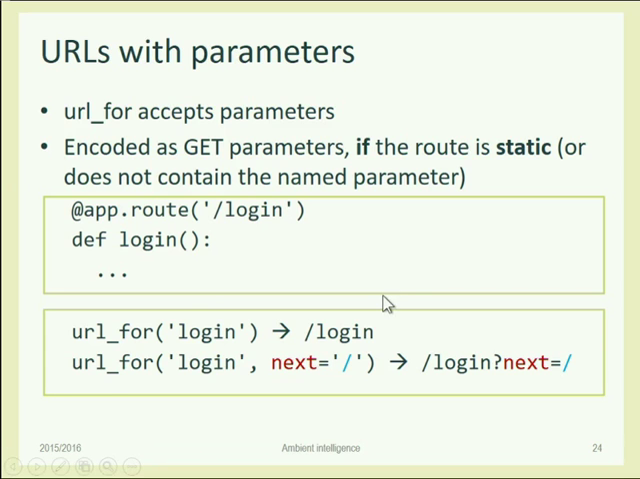Well, Flask is doing its best to pass this value in any case. So if the parameter is not present or is not named in the same way, it will just append it as a GET argument. So the login page can also query or receive this argument by checking the form dictionary. So there are small tricks that help us in sending information from page to page.